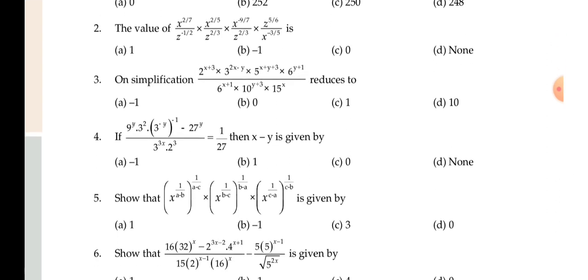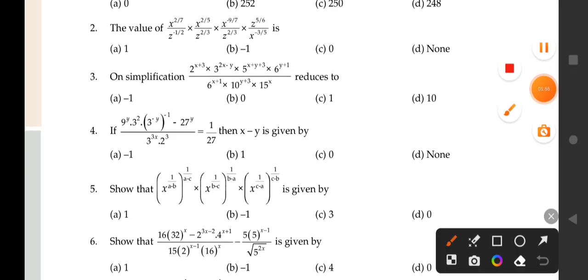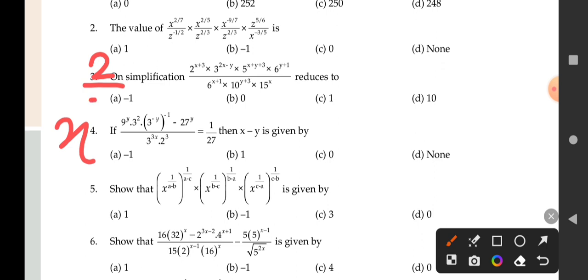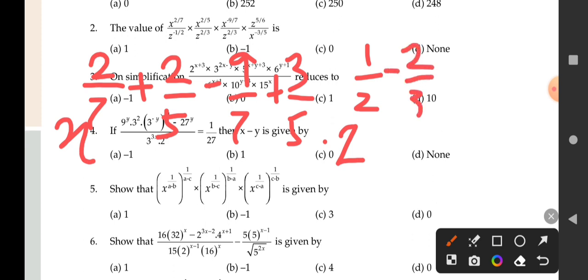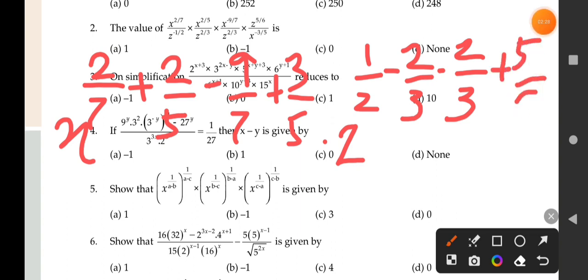Next question. Question number 2. Take all the x powers on one side. Okay, so what do we have? X power 2 by 7 plus 2 by 5 minus 9 by 7 plus 3 by 5 into z power 1 by 2 minus 2 by 3 minus 2 by 3 plus 5 divided by 6.